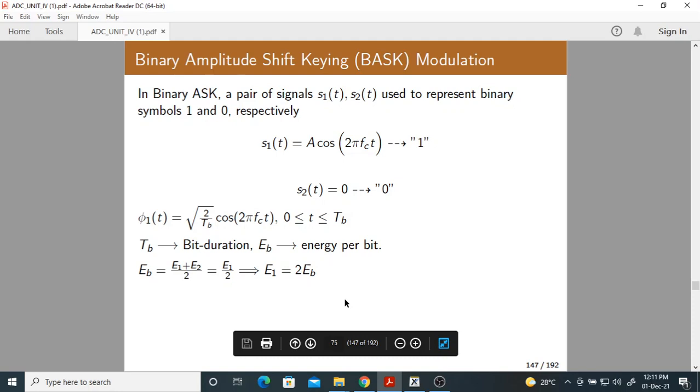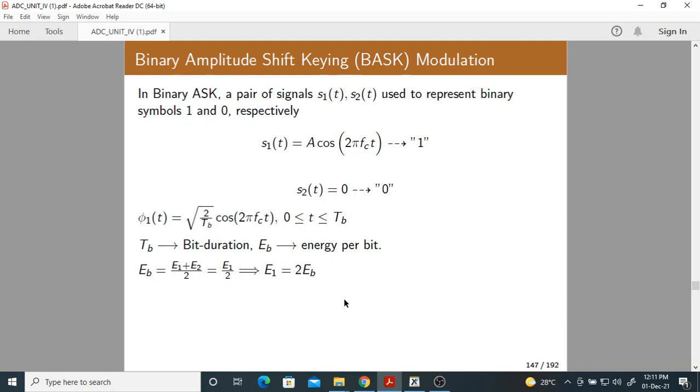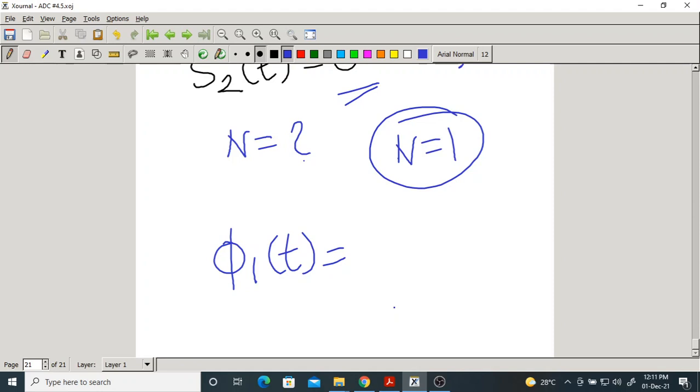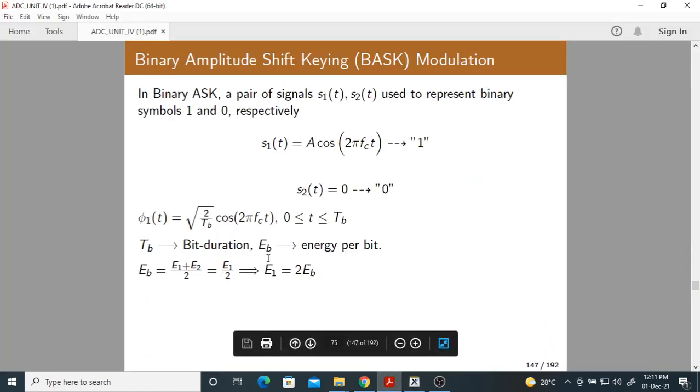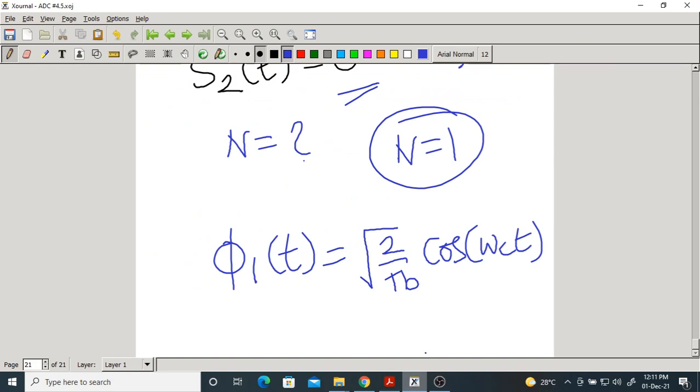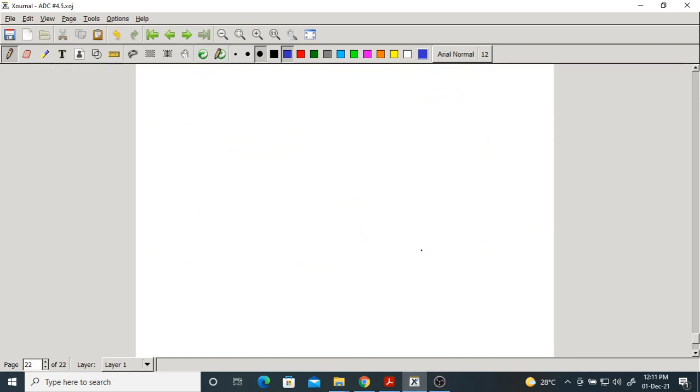Energy per bit. So phi 1 of t, you can write directly, that is root of 2 by TB cos omega c t. But here we have a different thought process for EB. So let us think about EB. Let me write first of all what is S1 of t, what is S2 of t.